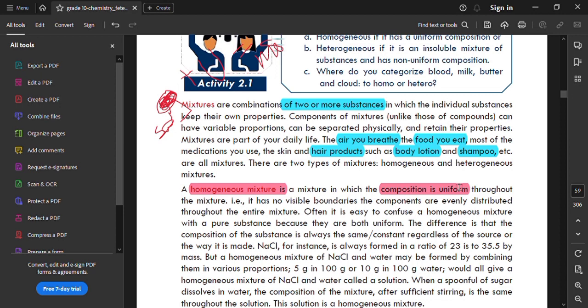We cannot see in the naked eye or we cannot see the particles. So homogeneous mixture means a mixture which has uniform composition. So it has no visible boundaries. The components are evenly distributed throughout the mixture.